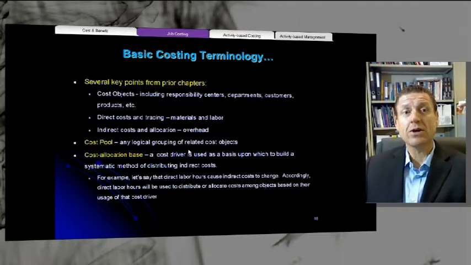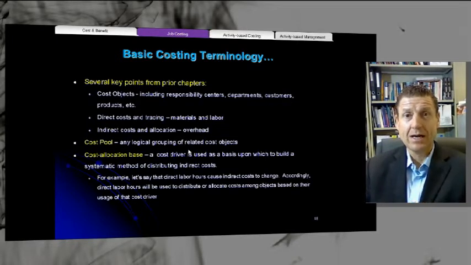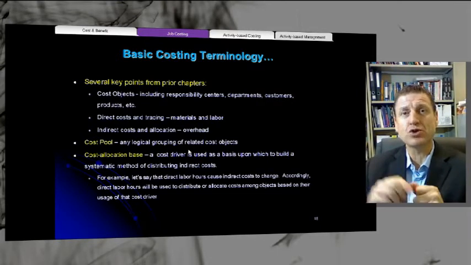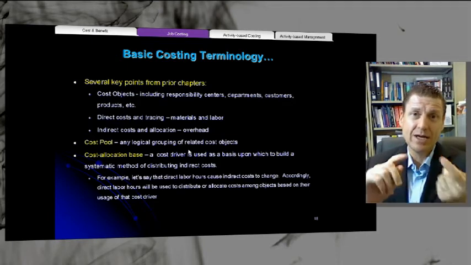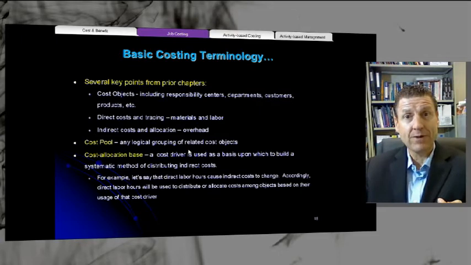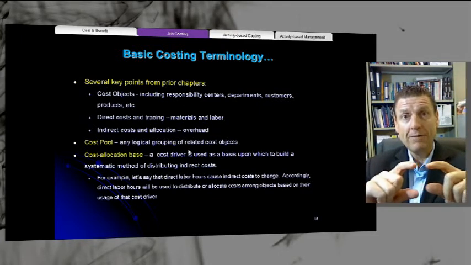So we need a cost pool. That's a logical grouping of cost objects, like a bundle of products, like a particular customer segment that we may allocate costs to. And we have a cost allocation base. That is the cost driver that is used, the basis upon which to build a systematic method of distributing indirect costs. As I mentioned, machine hours is a really good cost allocation base. As you run the machine for longer, you get to allocate the same portion of overhead over a greater range of products.